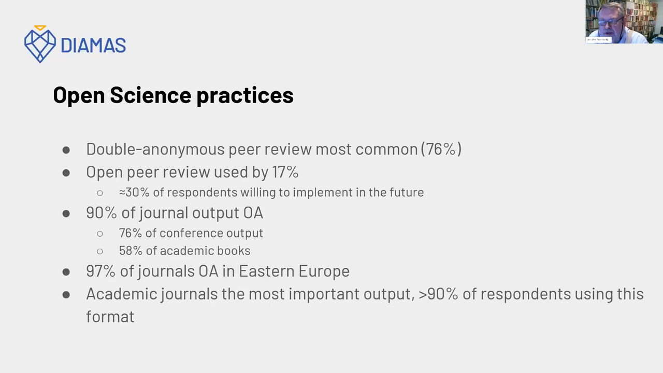Academic journals is the most important output format. 90% of respondents use this. So journals, in discussions, we often concentrate on journals, and we tend to forget about books and conference outputs. We shouldn't do that because they're also important parts of the landscape.